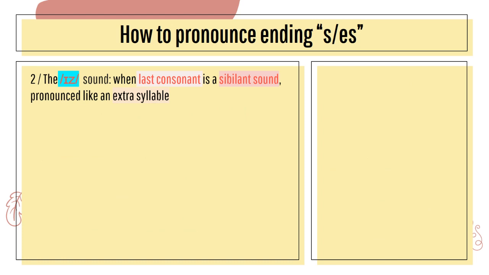Now we will continue with the IZ sound. When the last consonant is a sibilant sound, it is pronounced like an extra syllable. Some examples for you guys.